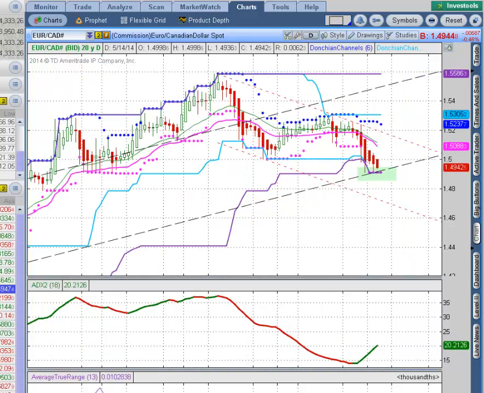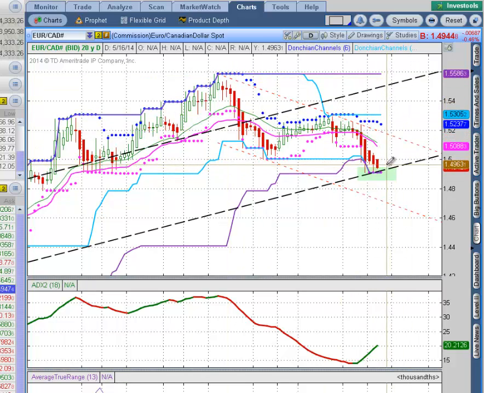We're now looking at the Euro Canadian dollar. This is in a short-term downtrend channel. It would be a bearish trade, but we're trading into the bottom of this uptrend channel.